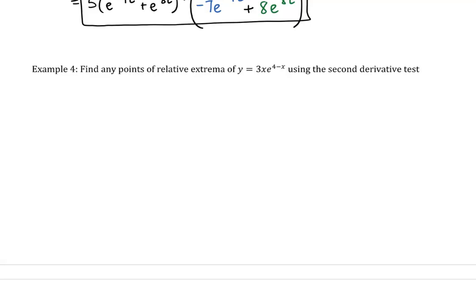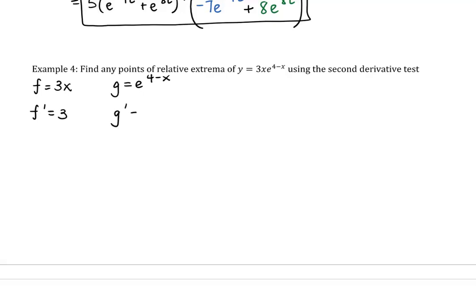Example 4, we want to find any points of relative extrema using the second derivative test. We have to start off by taking the first derivative, and to take the first derivative, we will need to use the product rule because we do have a product here in our function y. I will let f be 3x, and I will let g be e to the 4 minus x. Our f prime, the derivative of 3x, is just 3.